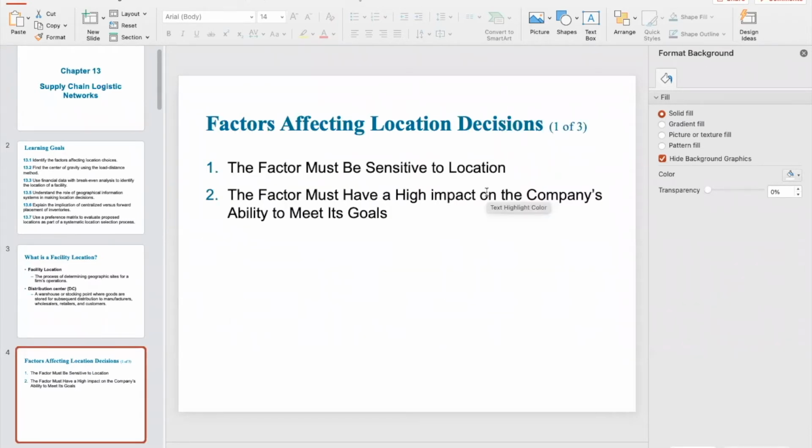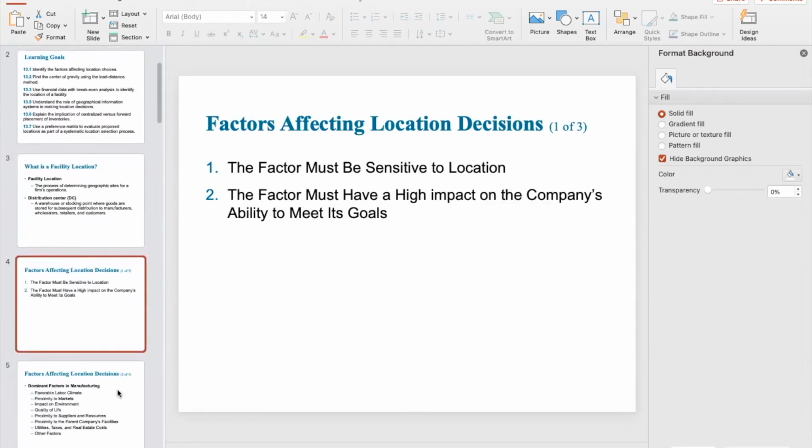Before we jump into the quantitative methods, I would like to point out a few key factors that may significantly affect the location decision process. First of all, all of those factors have to be very sensitive to location. That should be very straightforward. Secondly, all those factors have a significant impact on the company's ability to meet its goals. So all those factors have to be very closely connected with the competitive strategy through this whole process. Now let's look at all those different factors.